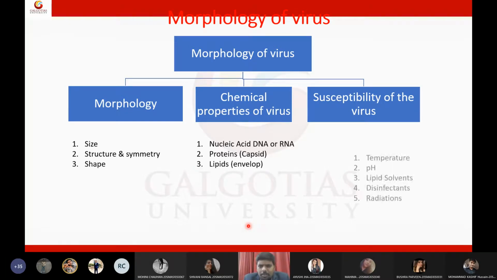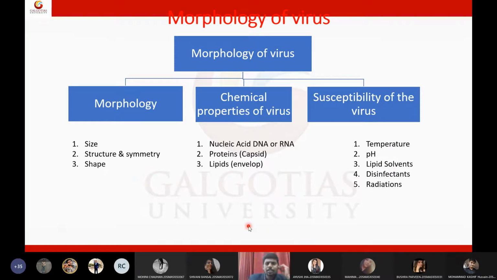Fine. So this is all about morphology and susceptibility. Viruses can withstand temperature. Tell me the highest temperature the virus can withstand. Up to 60 to 70 degrees centigrade. And viruses can be preserved at minus 60 or 70 degrees centigrade.